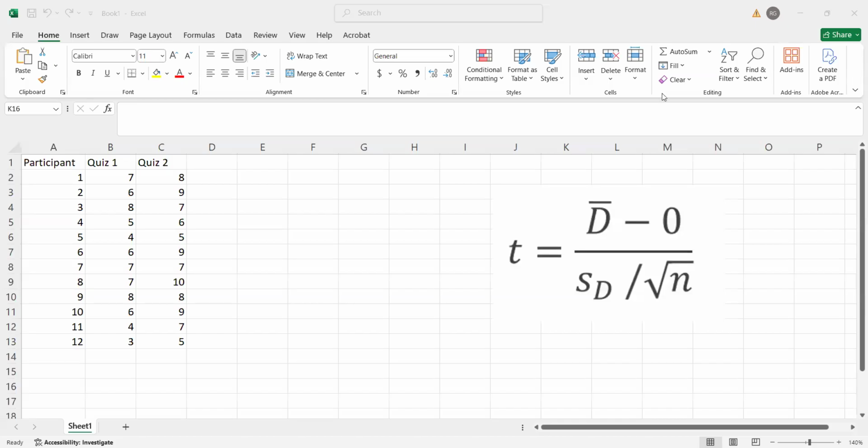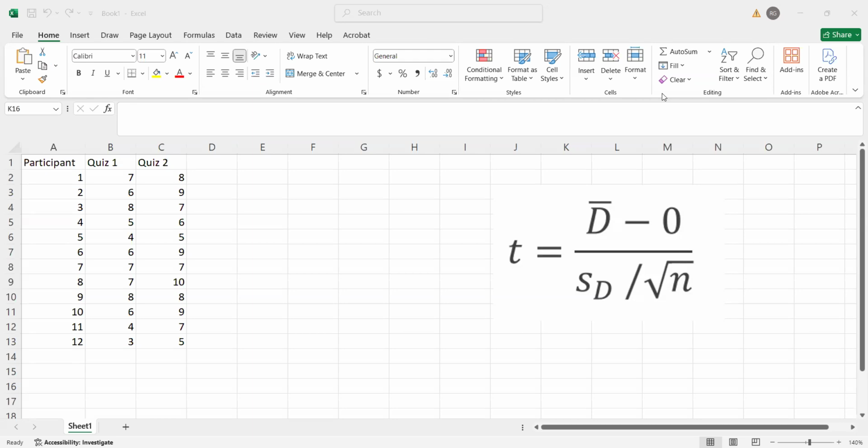So welcome back to chapter 13. Today we're going to walk through an example of how to calculate a dependent samples t-test or a paired samples t-test or a related samples t-test. Those are all the same thing. So what I've got for you here is some data, and we've got 12 different participants.